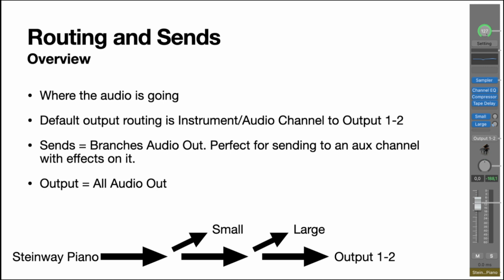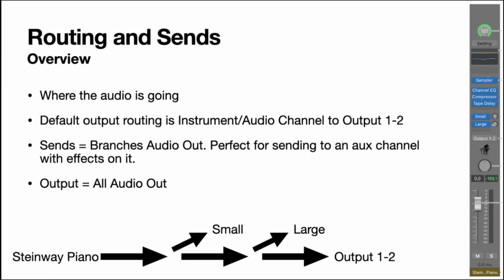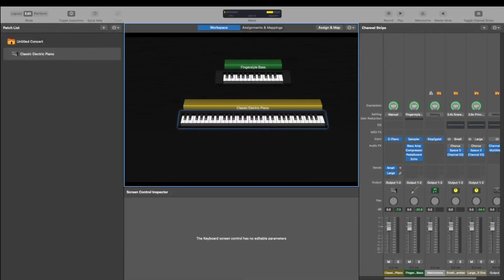So that's the same. So let me show you an example of that. As you can see right here, output, this is the default, literally defaults to audio output 1 and 2. So do the aux channels. The aux channels do it as well. So sends branches the audio out, perfect for sending to an aux channel with effects on it like reverb or something like that. So we can see that whenever you spawn in some of these, they come with it.